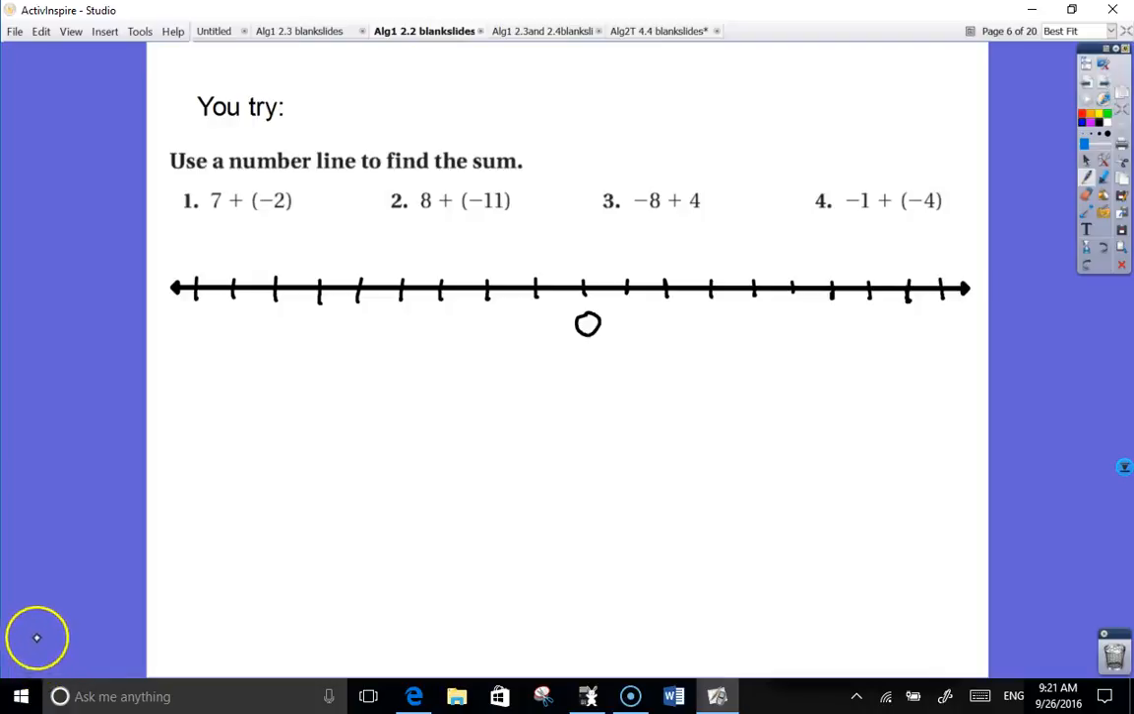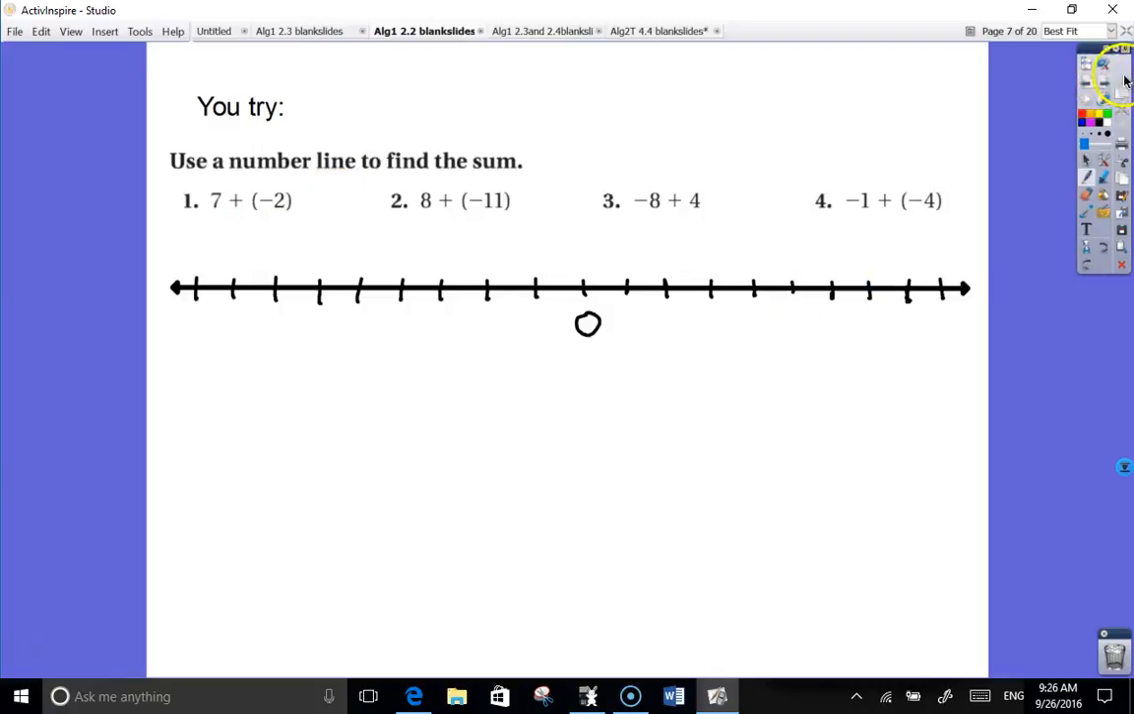Okay. You could draw yourself one. Okay, so let's add on the number line. Where did I go first for number 1? I start at the positive 7. 1, 2, 3, 4, 5, 6, 7. Okay, and the -2 is telling me to go 2 to the left. So the answer is 5.